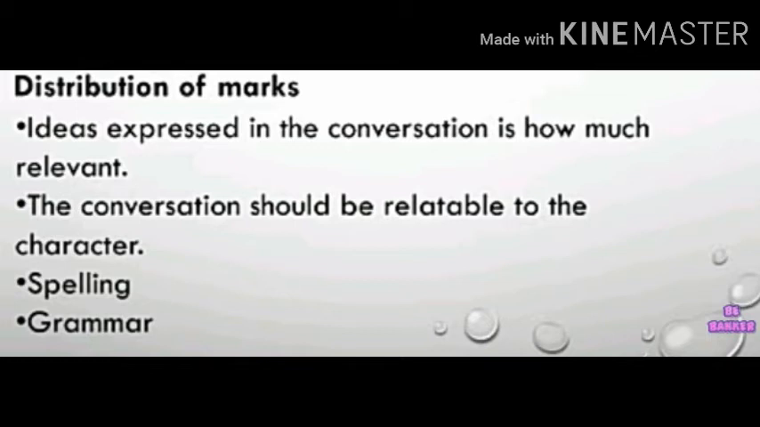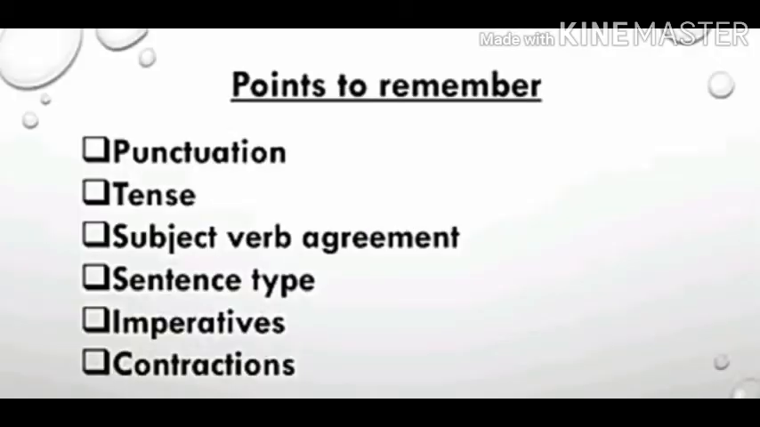Now let us have a look at the points to remember while writing dialogue. First, punctuation, then tense, in which tense the paragraph is given. Then subject verb agreement, then sentence type, then imperatives and contractions. Imperatives means where the structure is being changed in the dialogue. And contractions means the mood of the dialogue, whether to show anger or mildness, that is called contractions. So to make it easy, I will teach you from an example.